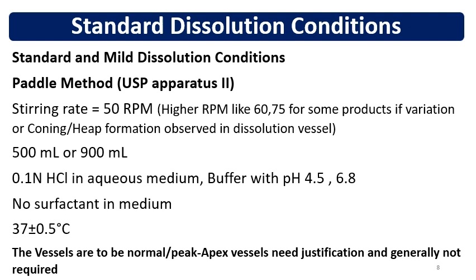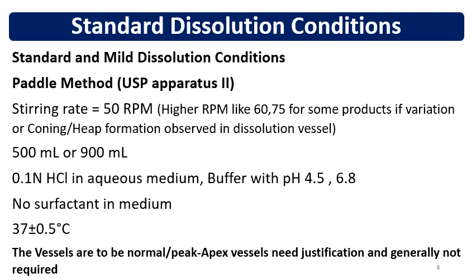Dissolution medium will be 500 ml or 900 ml. The media will be 0.1 normal HCl or buffers with pH 4.5 or 6.8. Surfactant should not be there. But enzymes can be used in case there is a cross-linking in gelatin coated tablet or hard gelatin capsules. Temperature is same, 37 degrees Celsius.